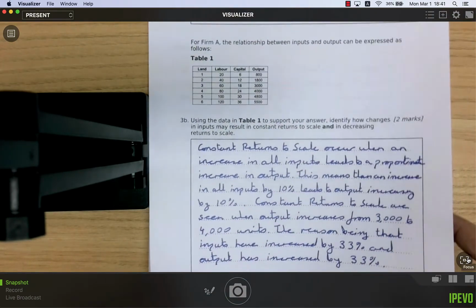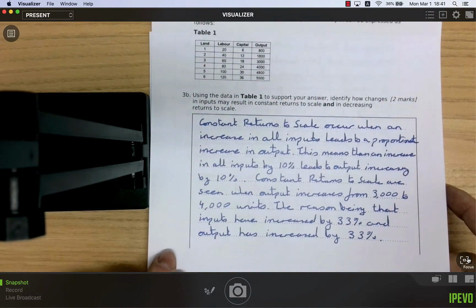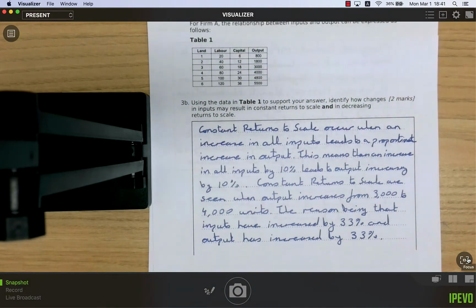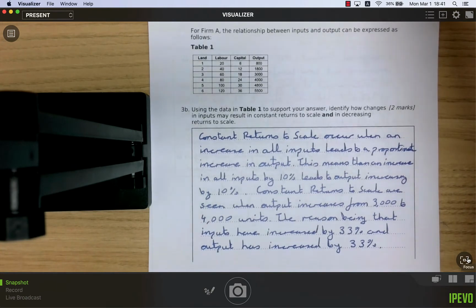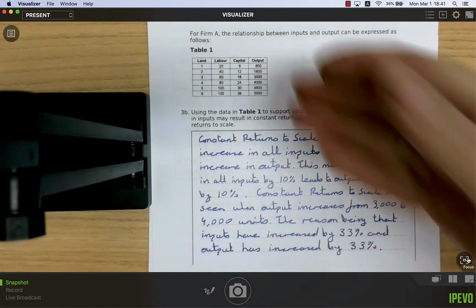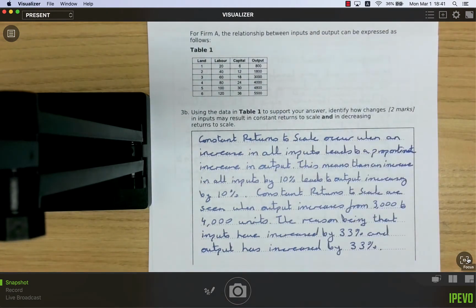Now, just in the spirit of completeness, and I hope you can see that, I think you can, it's not the biggest writing, this table up here at the top. Okay, there we go. So what we're saying is, using the data in table 1, which is this table here, to support your answer, identify how changes in inputs may result in constant returns to scale and in decreasing returns to scale.